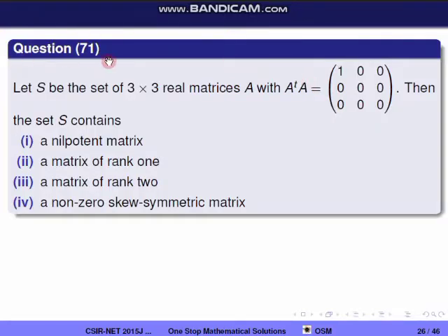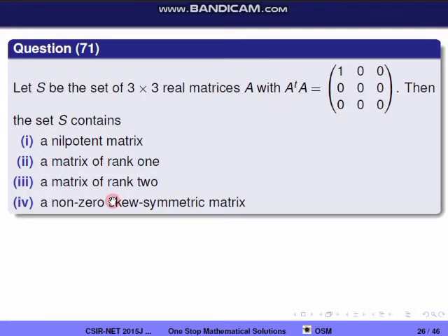Question 71. Let S be the set of 3 cross 3 real matrices A with A transpose A equal to the matrix with 1 in the top-left entry and 0 elsewhere. Then the set contains. So we are defining the set S here using the matrix A. Then we have to check which of the following options is contained in S.